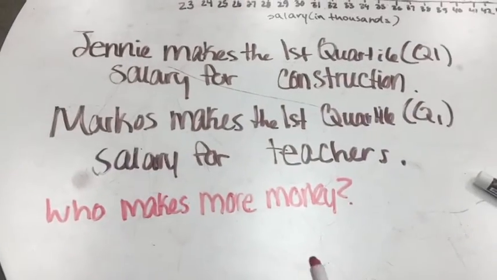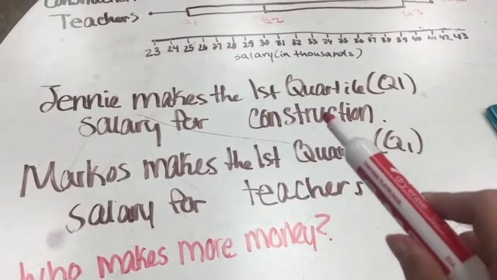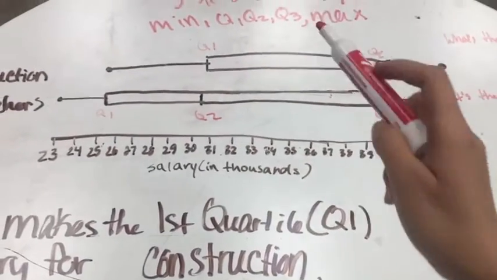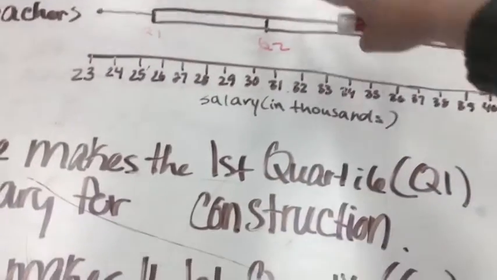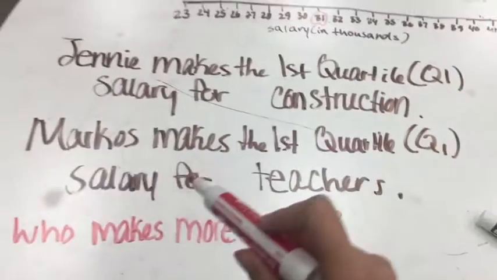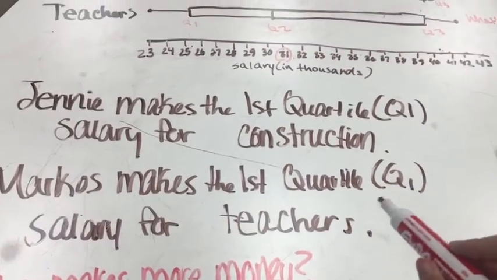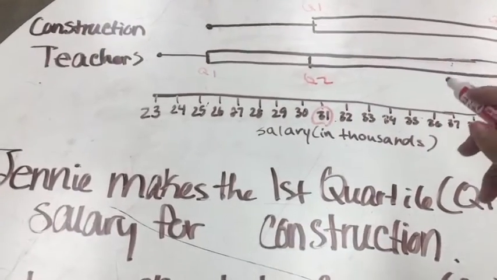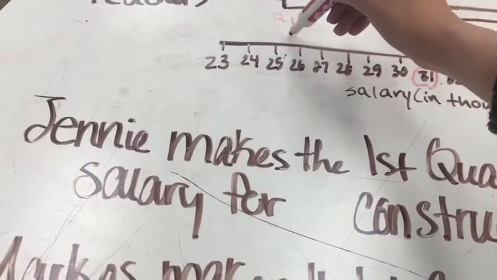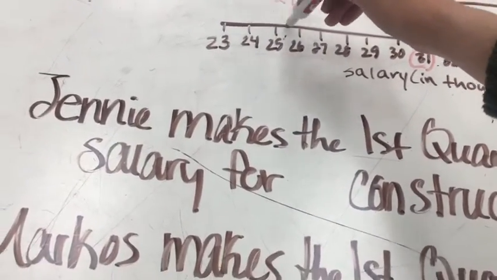So it tells you that Jenny makes the first quartile for construction, so that's Q1, and so that is this number right here. And then it tells you that Marcos makes Q1 for teachers, and that looks like it's right here.